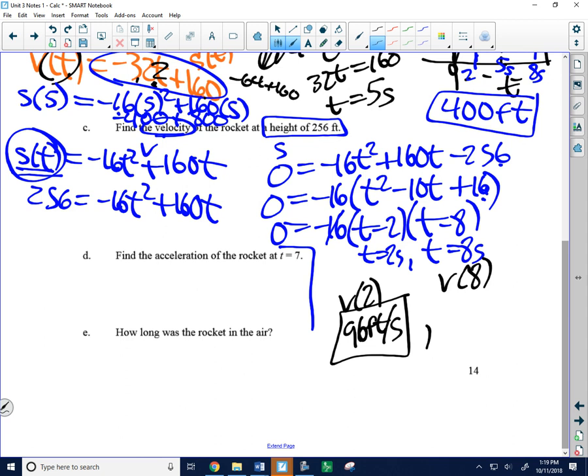Well, it's reaching a height of 400 feet, so. But you're right, it is pretty quick. But then gravity acts on it quickly as well.